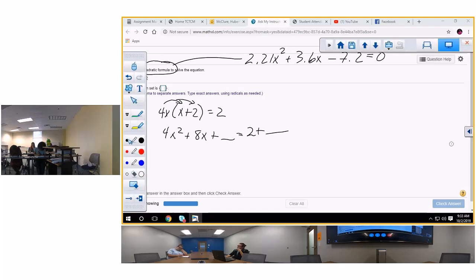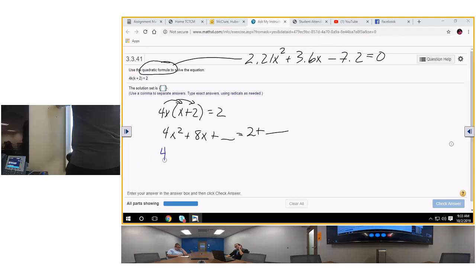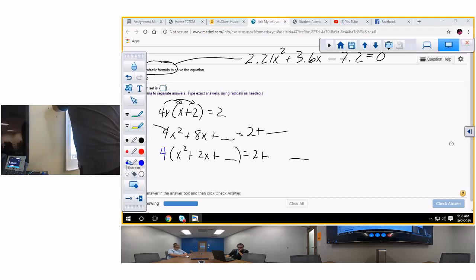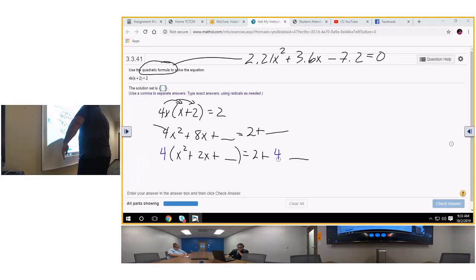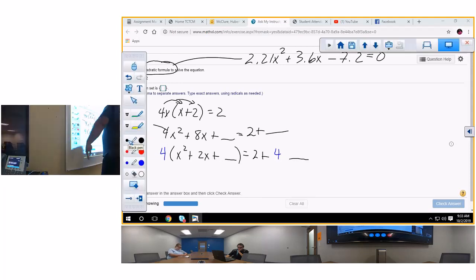So, I'm going to factor out a what? I'm going to factor out a 4. That's going to give me x squared plus 2x plus blank is equal to 2 plus, and then multiply that 4 times that blank.